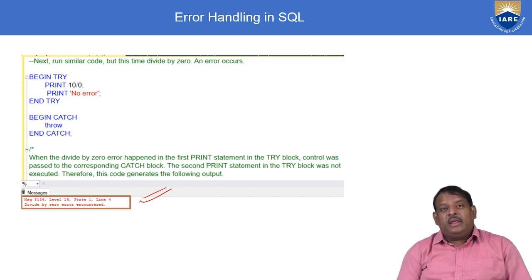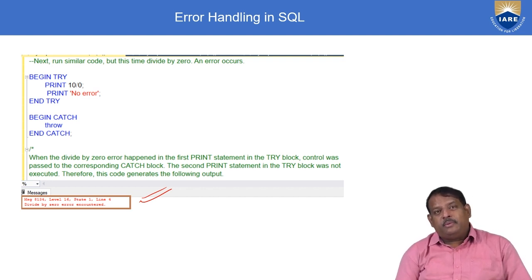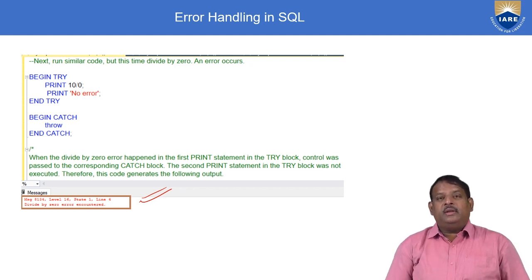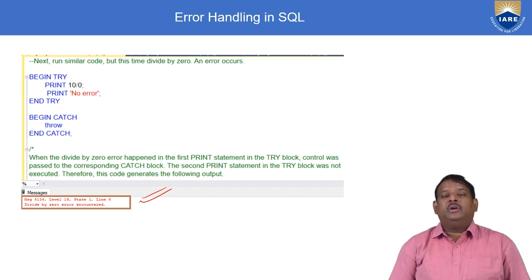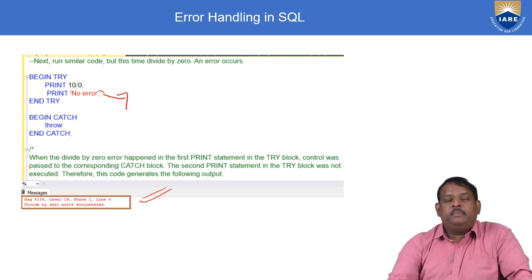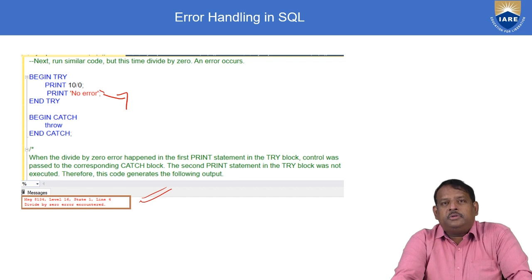So when you get an error, it goes to the catch block. In the catch block, instead of handling the error, I am throwing the error outside. So I just say begin catch, end catch, say throw. What is happening when you get this error? The control goes to the first try. It tries to print 10 divided by 0. It finds an error, so automatically the next step is skipped. That statement is skipped. It goes to the catch block.